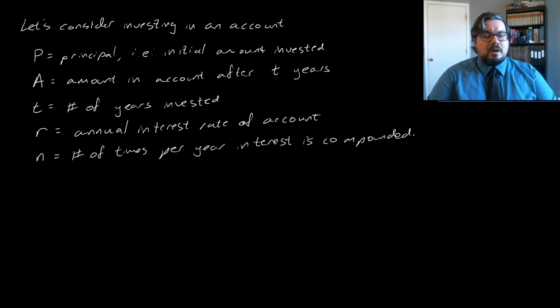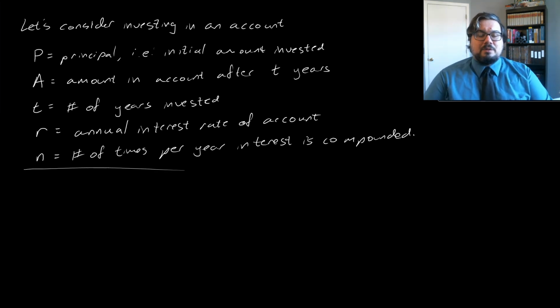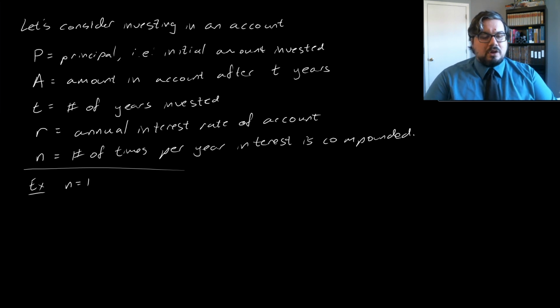Now, let's start off with an example in which n is 1. So for this example, let's suppose n is 1, and that means that when we look at the account and we ask how much is in it and we go to compute how much interest we've earned, we're only going to do that once a year. So let's look at how much is in the account at various times: after 0 years, 1 year, 2 years, and 3 years.